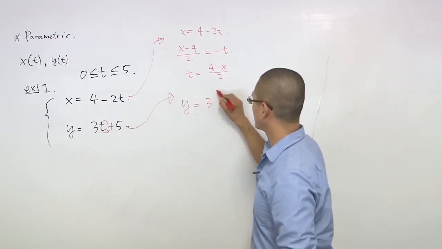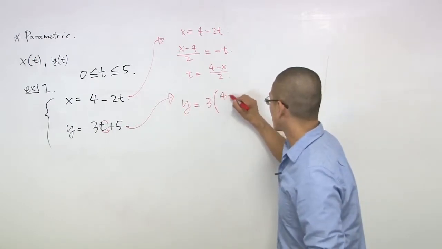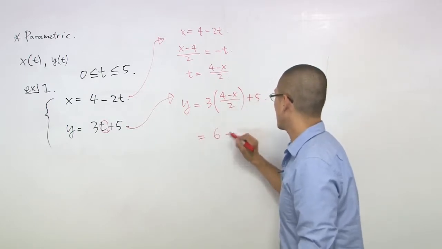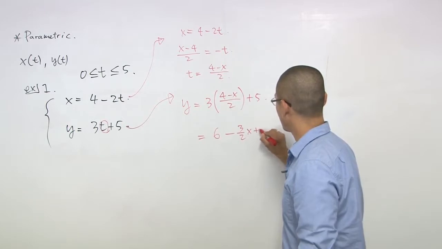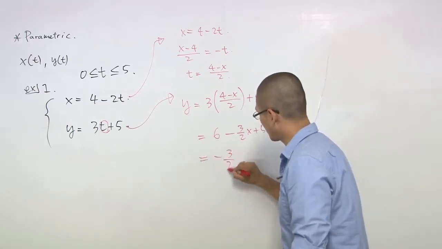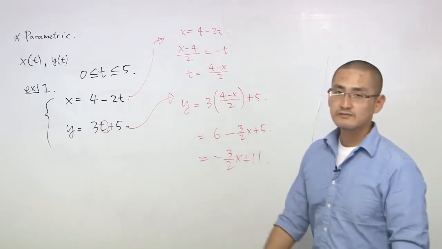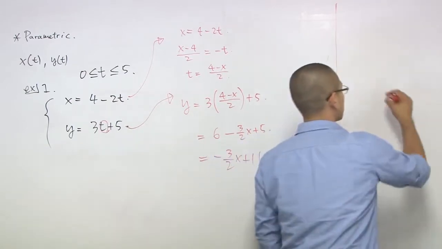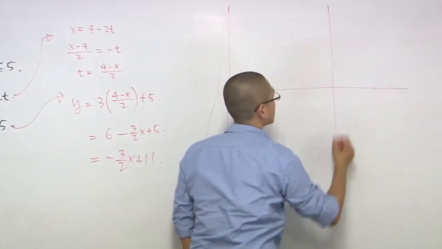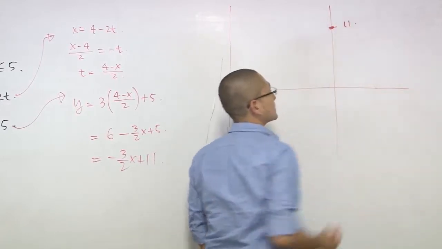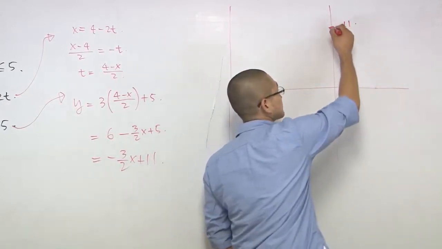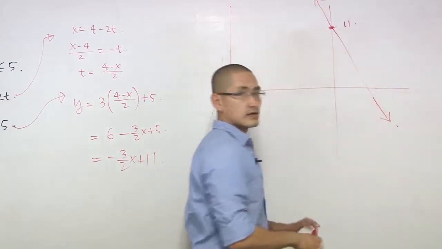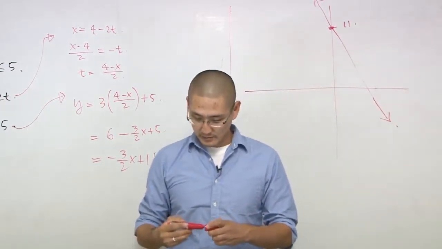y is equal to 3 times (4 minus x) divided by 2 plus 5, which comes out as 11 minus 3 over 2 x. So it ends up being a line for us. Good. 11 is the y-intercept and negative 3 over 2 is the slope, right? Okay. So let's draw this thing over here. I have 11 somewhere up there. I'm going to go minus 3 over 2, so it's going to come down this way. It's going to go up that way. Okay. All I need to figure out is which section am I talking about?